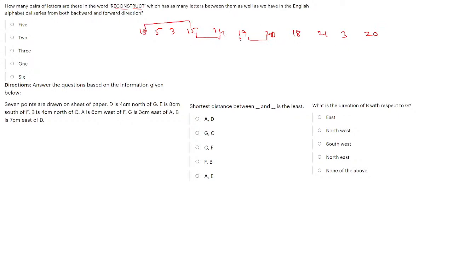Anything else possible here? 18, 20, 21. This is 23. 4, 5, 6, 7, 8, 9, 10. No, only 3 possible, right?